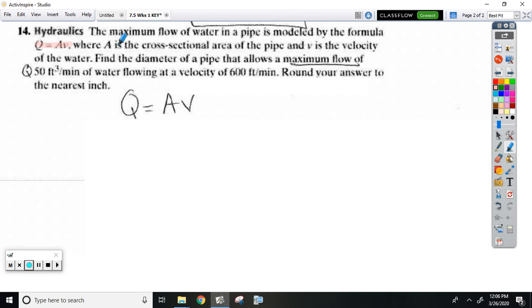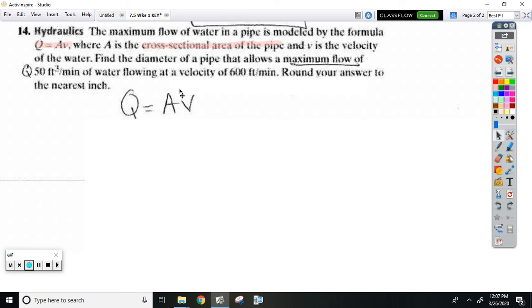Now notice A is told to be the cross-sectional area of the pipe. So again, if you think about a pipe, it would be like a cylinder shape. The cross-sectional area of a cylinder would be, if we were to take that cylinder and slice it through, we would get a circle. So this A variable is actually the area of a circle.